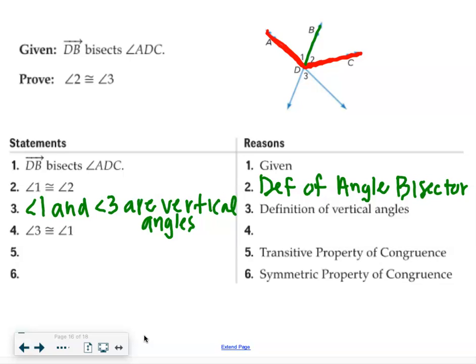Because now why is 3 congruent to 1? The definition of perpendicular. So close. Reflexive. No. What kind of angles are 1 and 3? They're vertical, so you're repeating yourself again. So you're going to say definition of vertical angles.